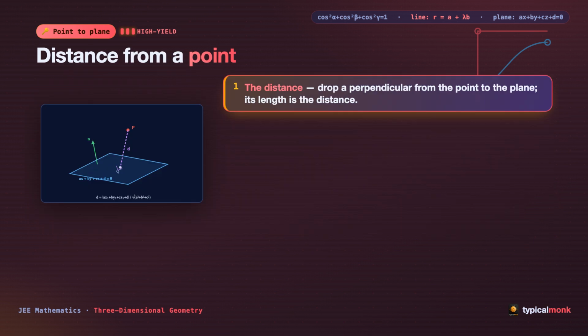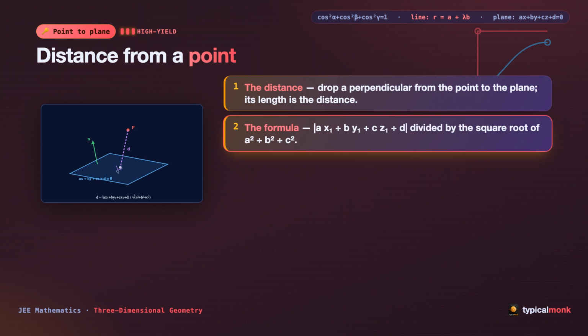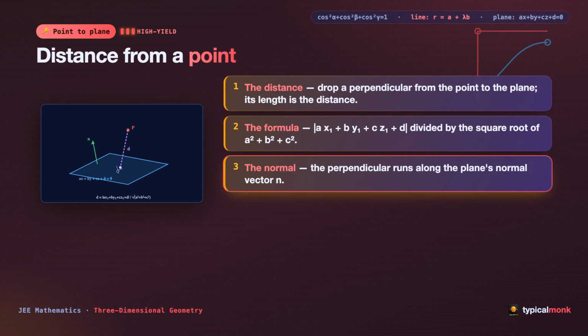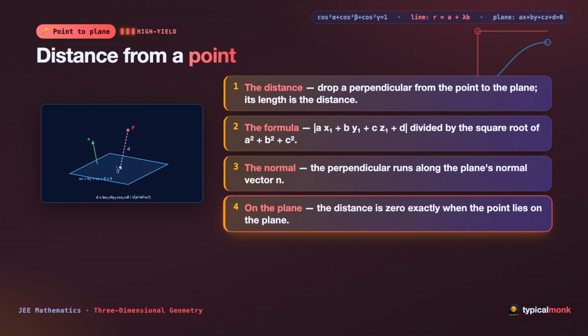Now look at the picture. The distance from a point to a plane. Drop a perpendicular from the point to the plane. Its length is the distance. The formula. It is the modulus of ax1 plus by1 plus cz1 plus d divided by the square root of a squared plus b squared plus c squared. The normal. The perpendicular runs along the plane's normal vector n. The distance is 0 exactly when the point lies on the plane.